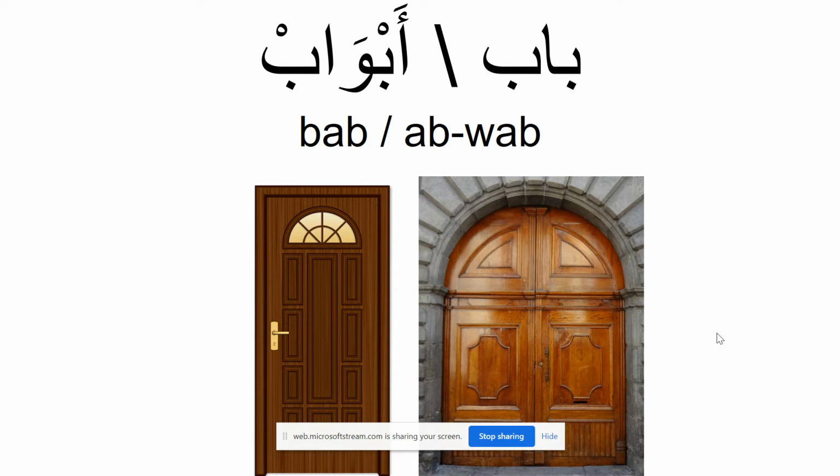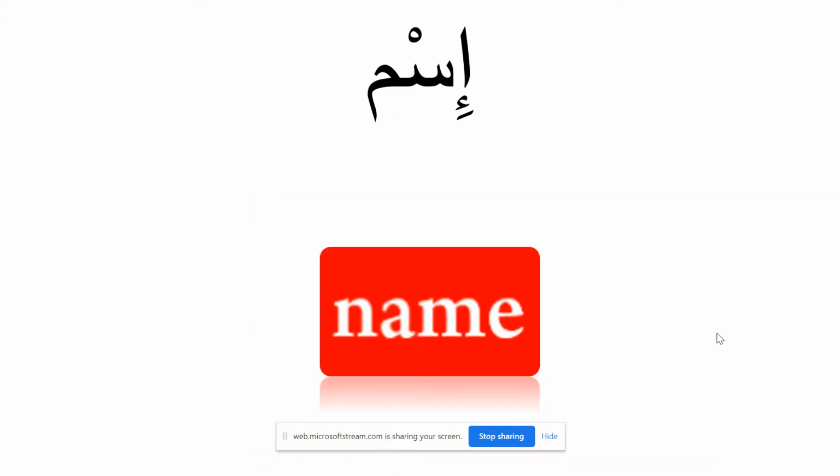Bab. This is a door. Three or more doors, or for the purposes of this course, plural doors: abwab, abwab. We covered this in the last video, but this is one of your vocab words for Unit 2 again. Ism, that's a name. Actually, I didn't add the plural here, but that'd be asma. Ism is a name. Names are asma.